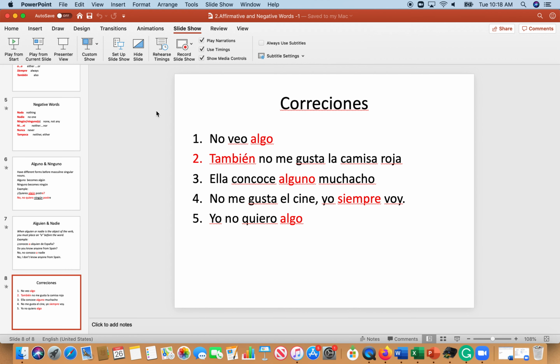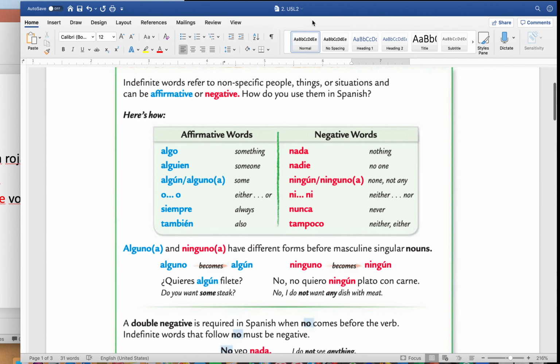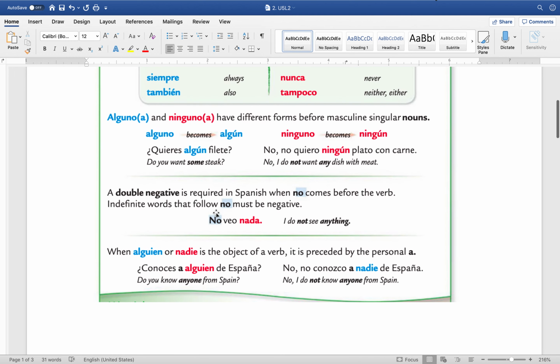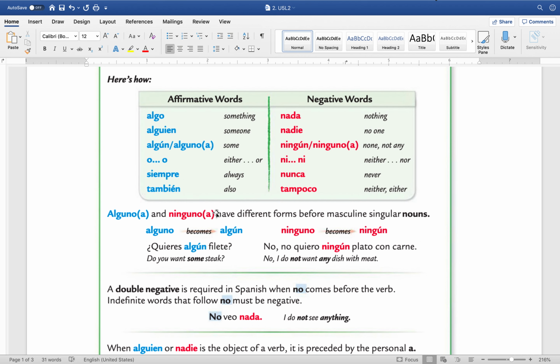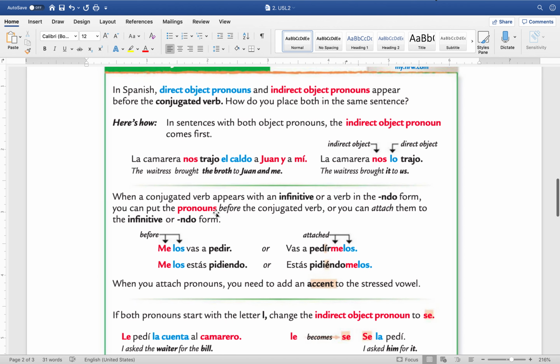All right, so that will be the grammar for this one right here. For affirmative and negative words, you're going to have access to this handout as well as the PowerPoint. Okay, so this is not really complicated. Just make sure your brain understands that in Spanish you have to use the double negative when you want to express something negative.